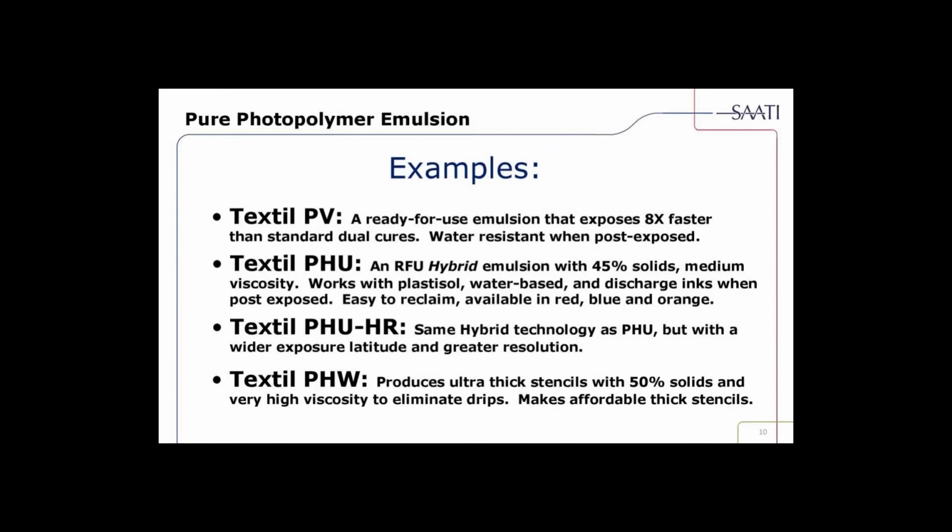The next product in our Pure Photopolymer emulsion line is the PHW. This product produces an ultra thick stencil with 50% solids and very high viscosity to eliminate the drips. This makes a very affordable thick stencil.